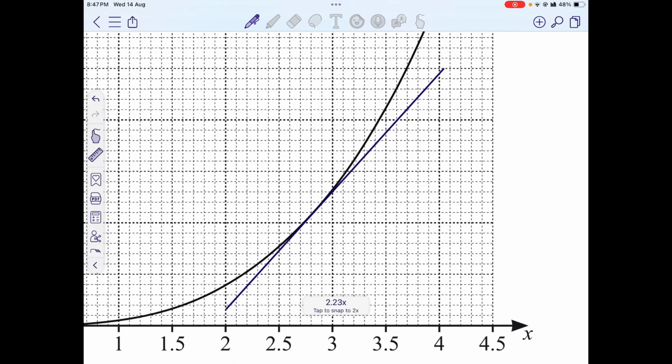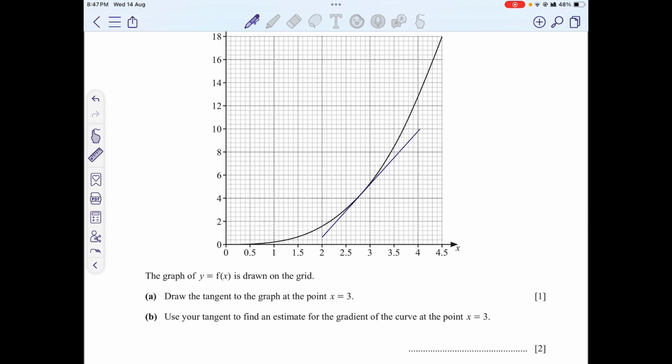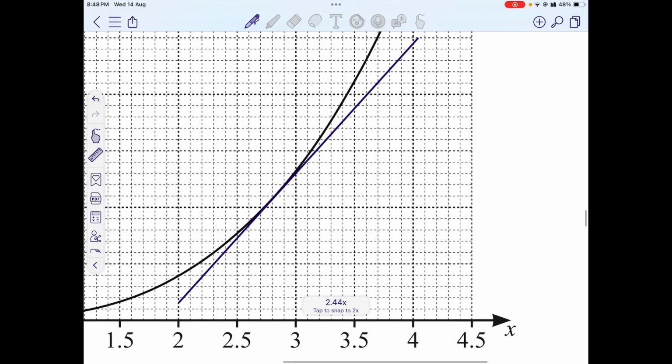Now the next part says use your tangent to estimate a gradient for the curve at the point x is 3. So I would just find the gradient for this line, and I would take it from here. Where can I find a complete square? This is roughly a complete square. So now I just have to find the gradient using this.